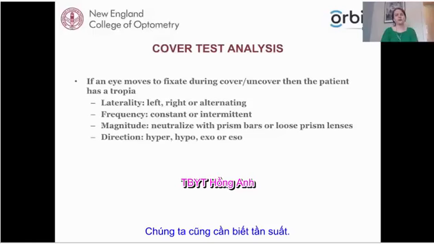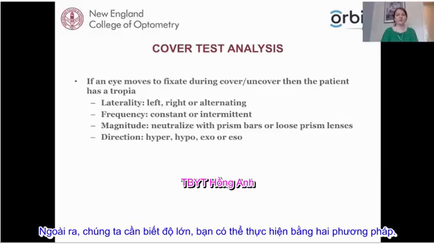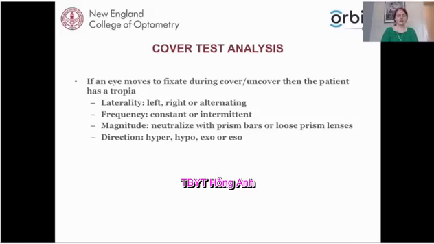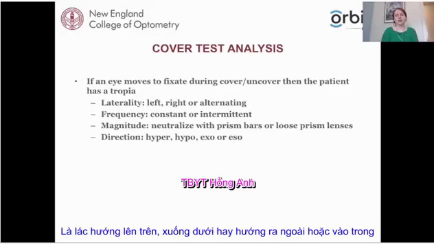We also need to know the frequency. Is that tropia always there, or is it intermittent? Also need to know the magnitude, which you can do by 2 methods. You can neutralize with prism bars or loose prism lenses. And when you get more experience, you can also learn how to estimate the magnitude. We also need to know the direction. Is it hyper, hypo, is it exo, or is it eso?